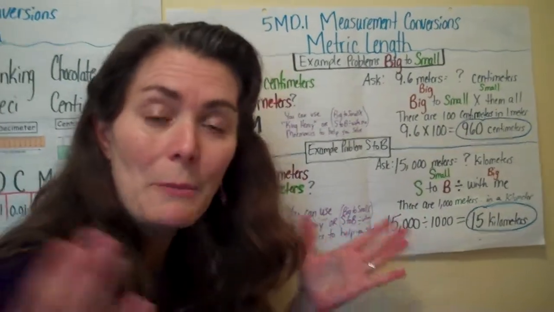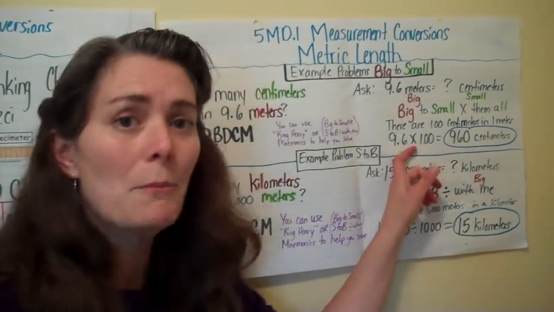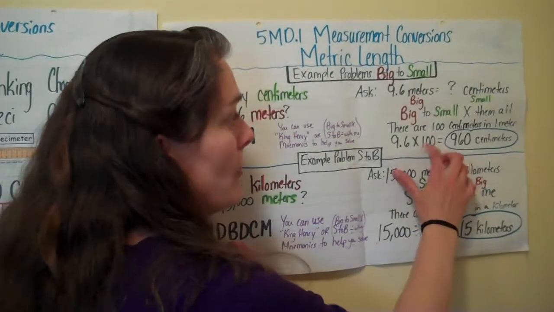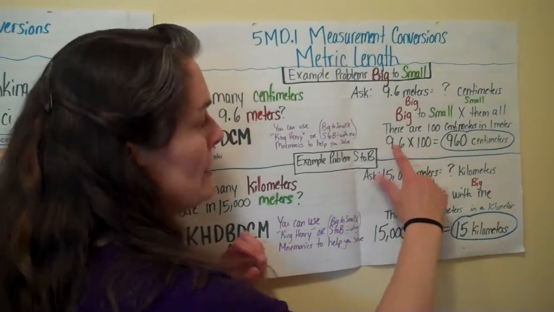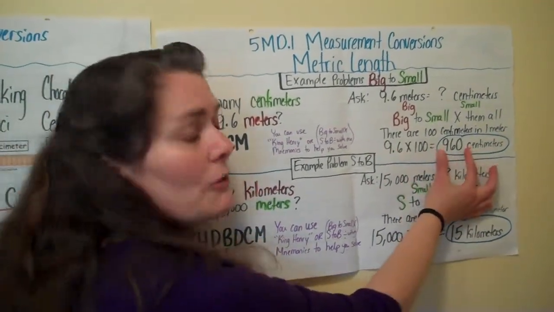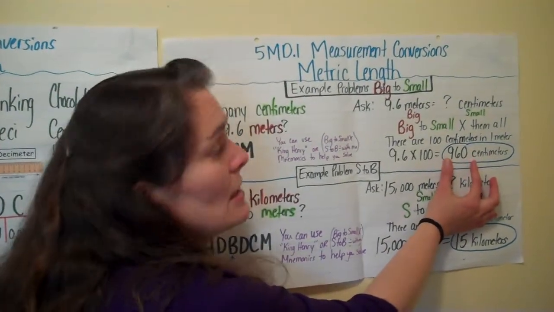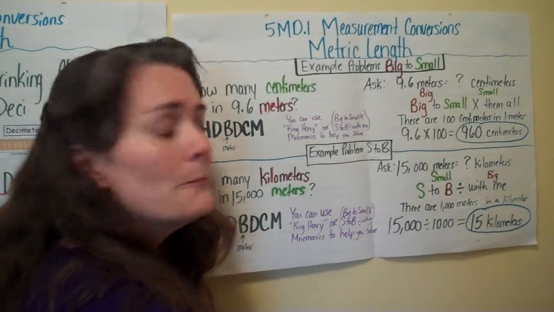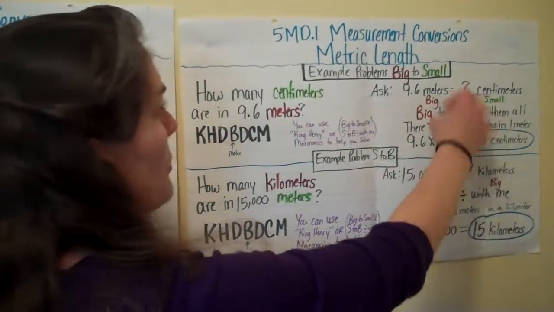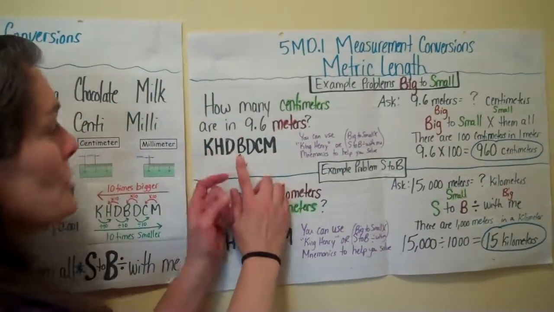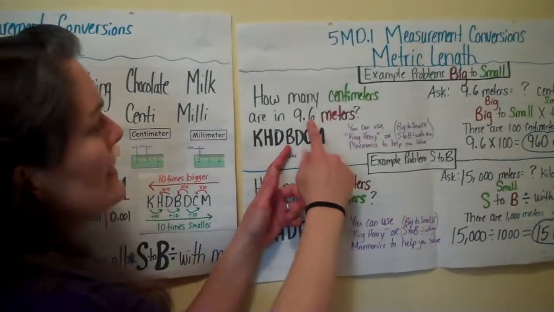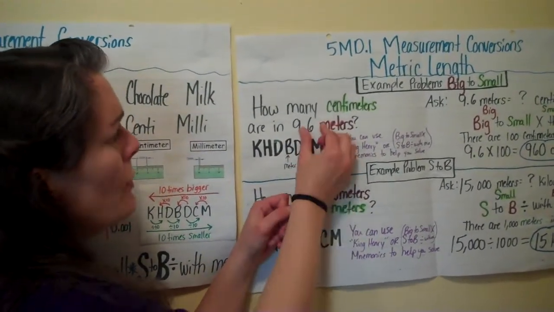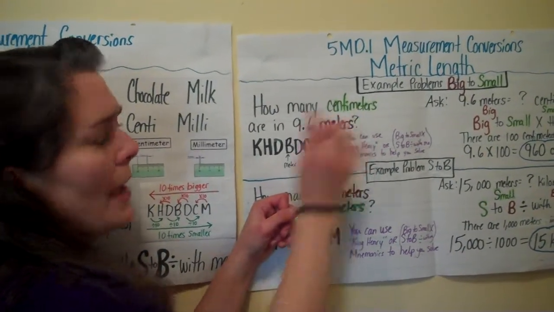And if I remember my patterns in place value, I know that when I multiply, it's like shifting the decimal over to the right, how many zeros you have. So I take 9.6 and shift. That would give me 960 centimeters. Or you can just work it out. It takes a long time, but that's okay. You can do it that way too. So that's an example of going from big to small. Or I can just say, okay, I have 9.6 meters. I know that that is 1, 2 places over, and you can just go 1, 2, add that 0, and then you're done.